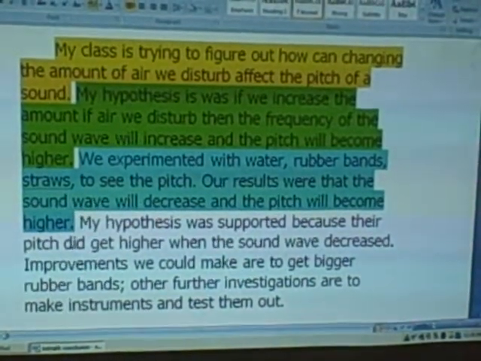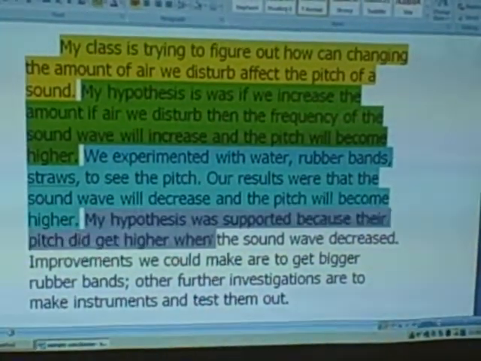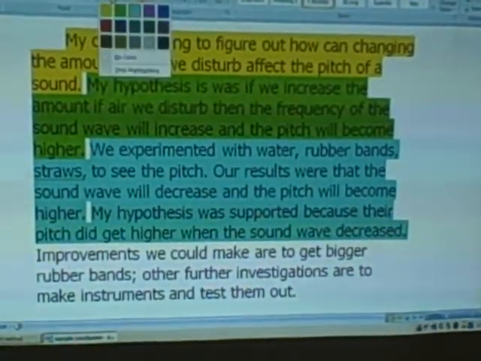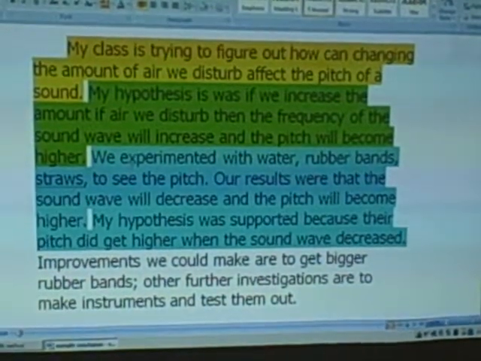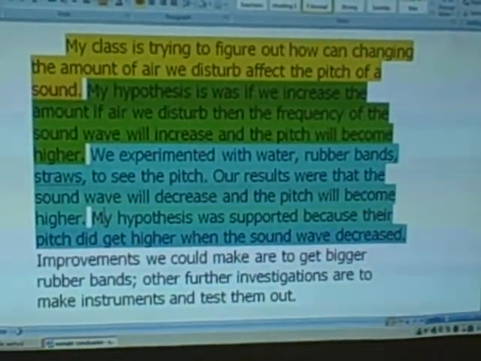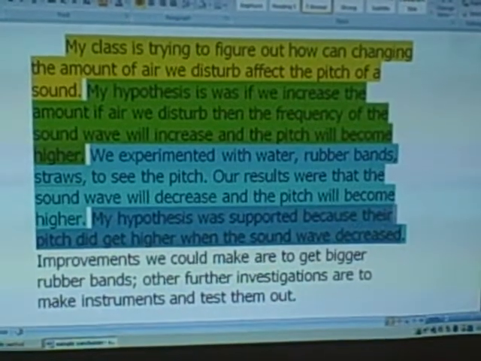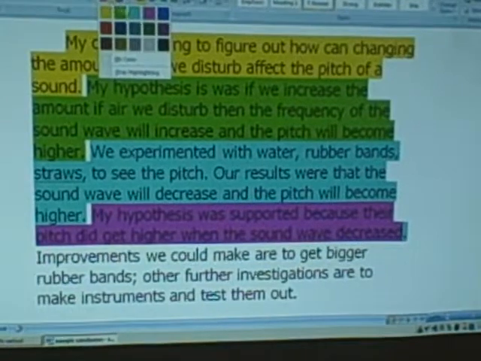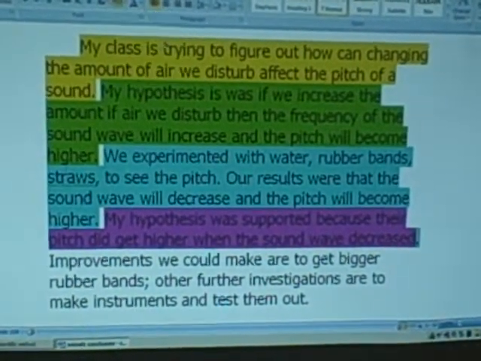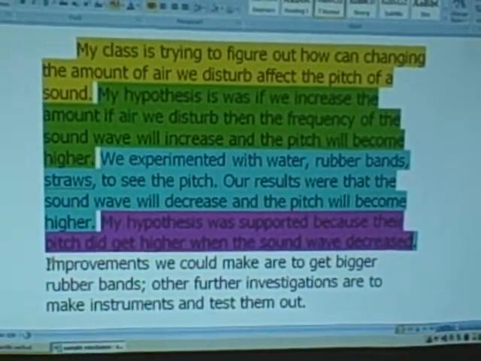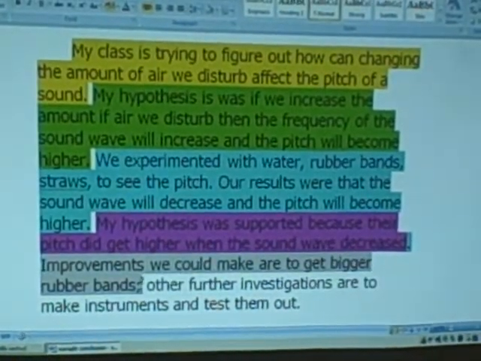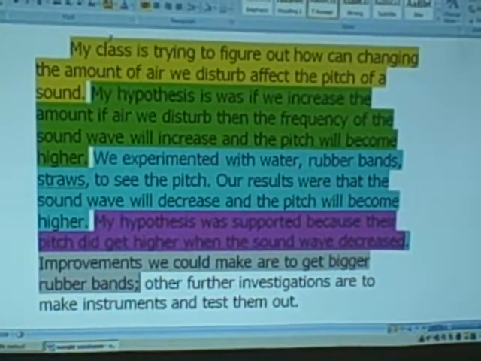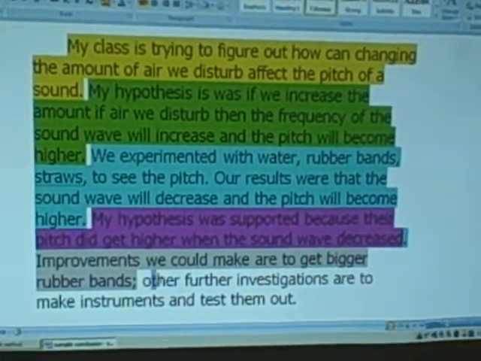Then they talked about whether their hypothesis was supported or not. In the purple, at the end, they talked about the improvements that needed to be made in the lab. And they finished their paragraph suggesting further ways to investigate pitch and sound.